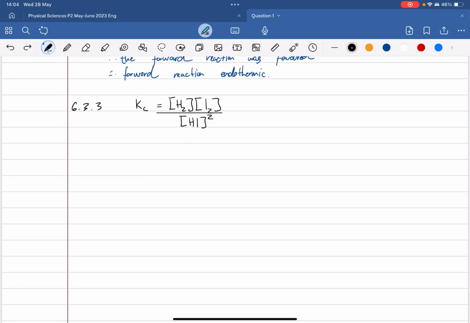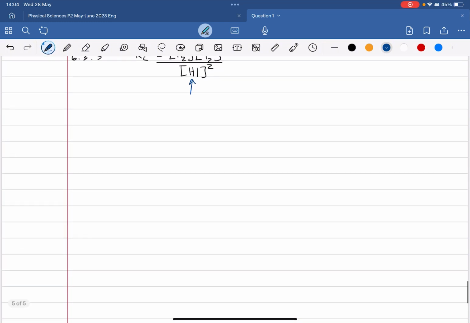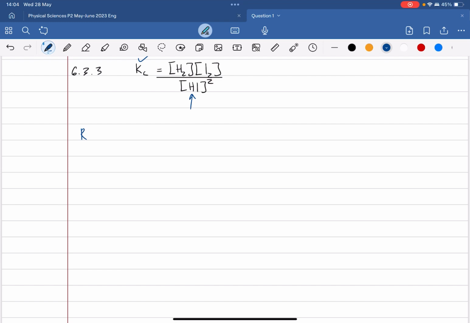So now we already have the Kc value. We just need to solve for the number of moles of the hydrogen iodide, and we're going to use a Rice table to do that. So you've got R, you've got I, you've got C, you've got E, you've got C again. Then we're going to write the equation here. Just fill in those straight lines.